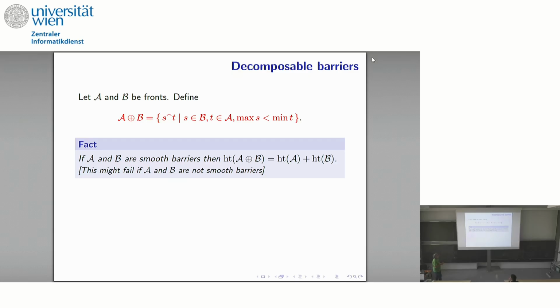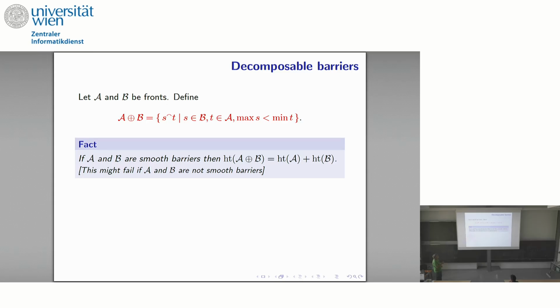Then we need a little bit more to mimic the decomposability of a system of fundamental sequences. If A and B are fronts, I define another front, A plus B, in this way. This is just concatenating an element of B with an element of A. It might seem strange that I write A plus B and then put the element of B before the element of A. And then this condition is just that it makes sense to keep the concatenation strictly increasing.